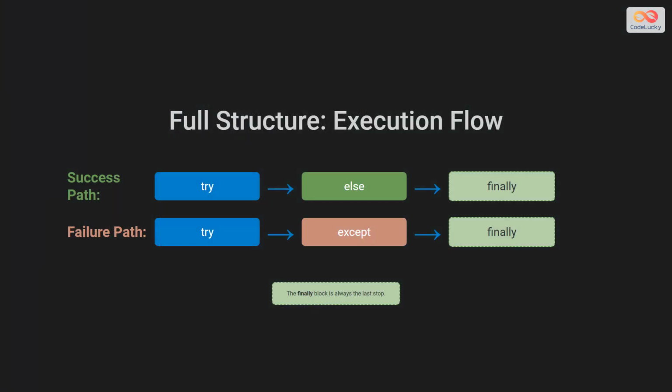Let's review the complete execution flow. If the try block succeeds without any errors, the program runs the else block and then finishes with the finally block. If an error does occur in the try block, the program jumps to the matching except block, and then it also finishes with the finally block. The finally block is always the last stop on the journey.